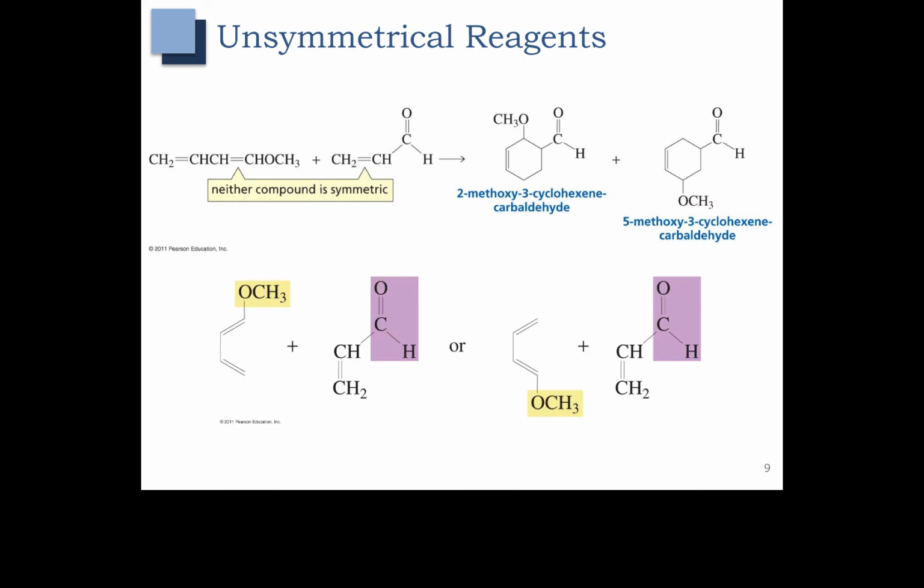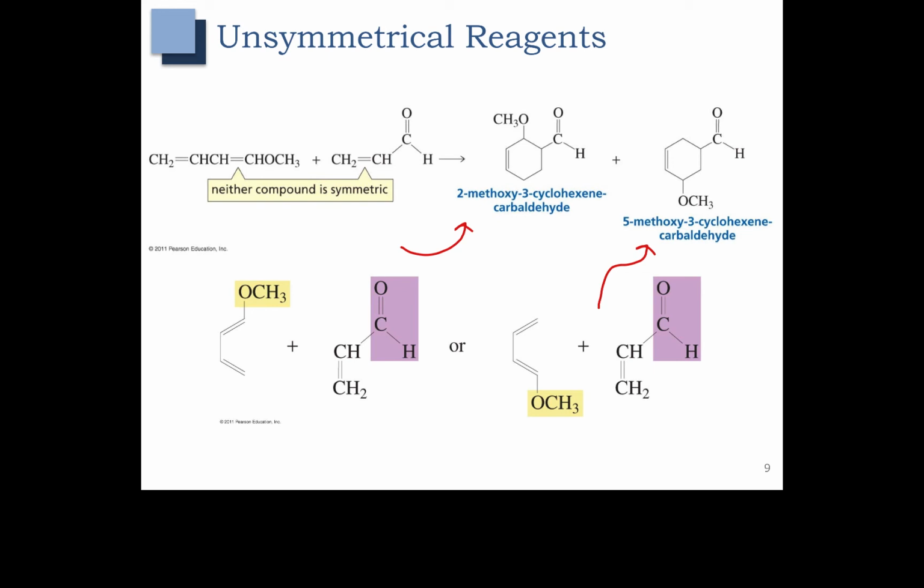So situation 1 over here with the ether on top is going to lead to product 1, where the ether and the aldehyde are next to each other. And when you flip the diene and put the ether on the bottom, that will lead to the product on the right, where the aldehyde and the ether are farther apart. So how do we figure out which one is favored? We're going to use resonance.